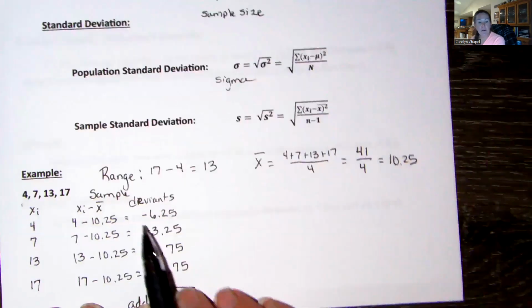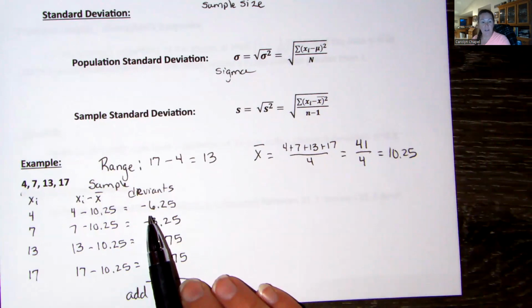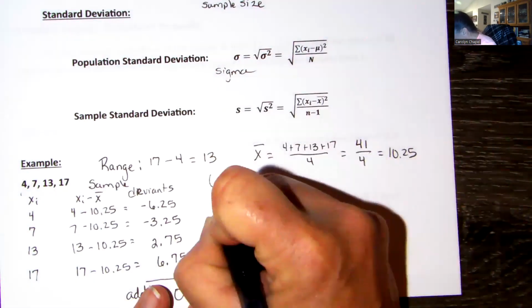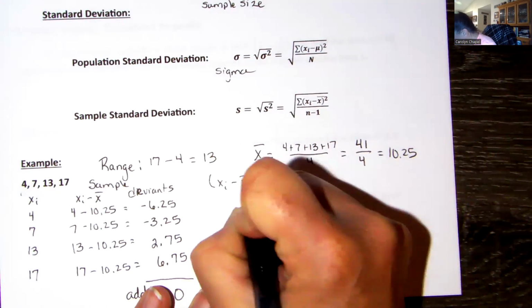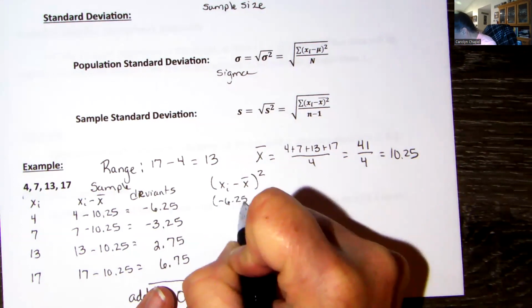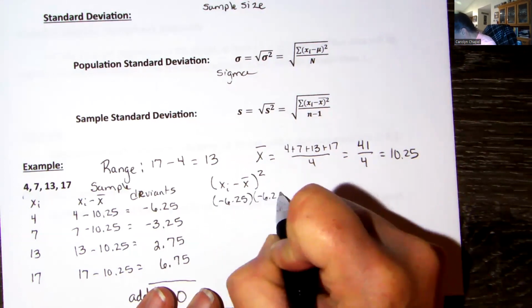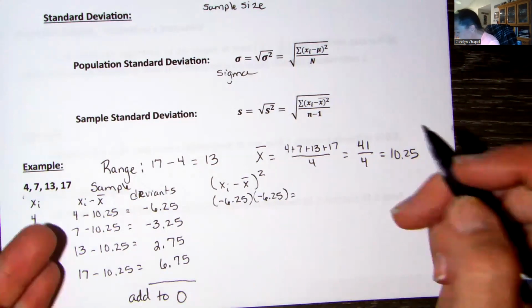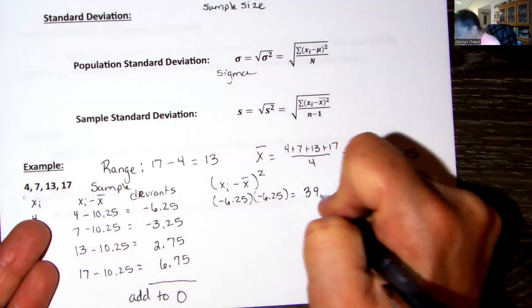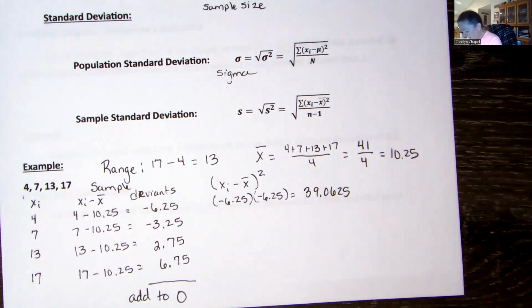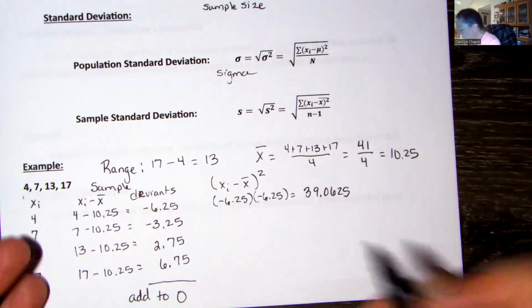By squaring something, when you take a negative times a negative, it turns into a positive. So that negative piece disappears. So that's why we square those things. We're going to take those little deviants and square them. So we're going to take that negative 6.25 and multiply it by itself, and we get 39.0625.